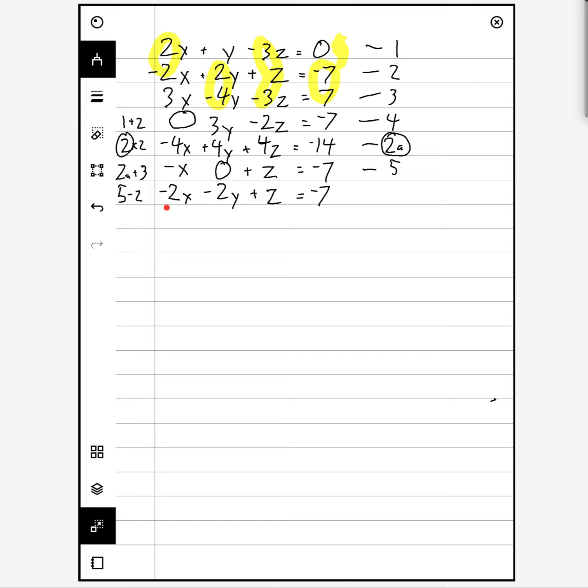Okay, cool. So let's do 5 minus 2. This is 5. This is 2. So let's subtract this. Subtracting this means we're going to add. So it's going to be x minus that means we get plus y minus that. Okay, 0. -7 minus -7 means -7 plus 7, so 0. Here, equation 6.